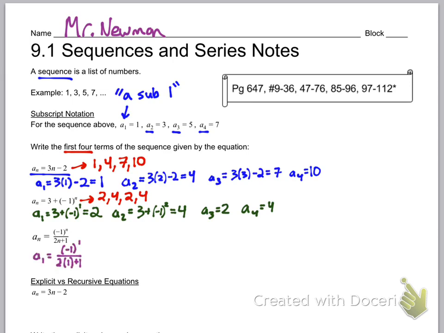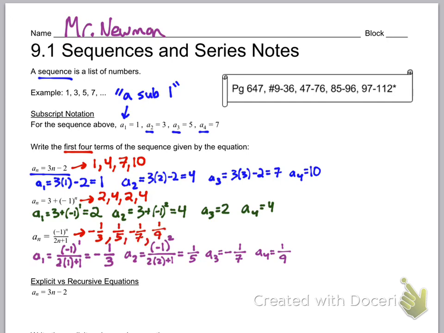So for example, in this one, if I plug in 1 here, I get negative 1 over 2 times 1 plus 1. That's negative 1/3. But if it's an even number, that negative 1 to an even power is going to become a positive number, and so we get positive 1/5. A sub 3 is negative 1/7, and a sub 4 is positive 1/9. So the first 4 terms of my sequence are negative 1/3, positive 1/5, negative 1/7, and positive 1/9. And notice I achieved that by putting negative 1 to the n power. That will be helpful when we go and try to figure out these explicit formulas from a sequence.